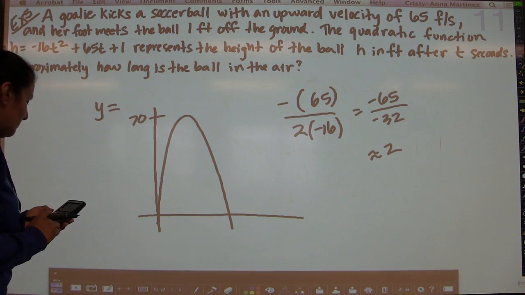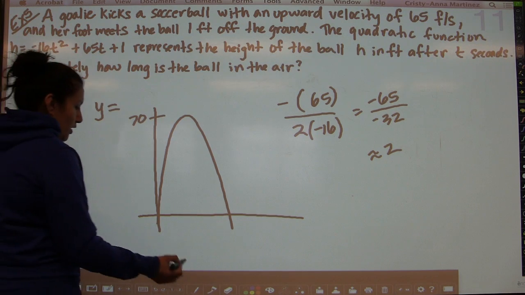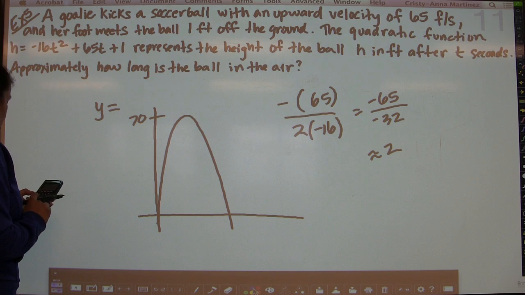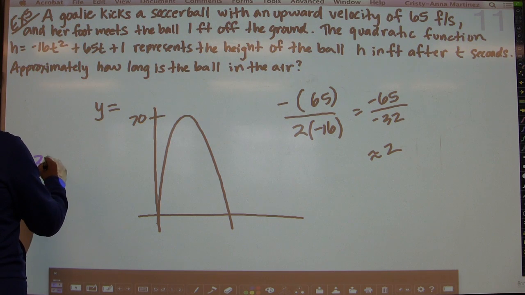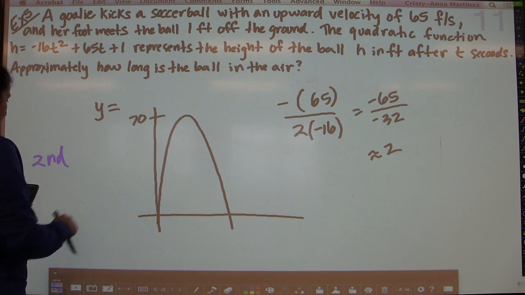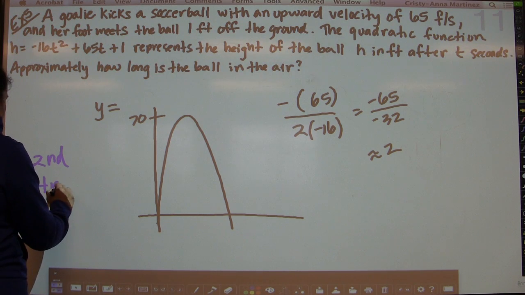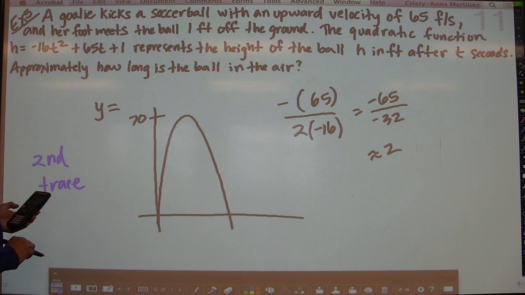So what you want to do is I'm going to write the steps on the board, or I'm going to write the buttons that you need to push. So you're going to start with the second. You have to be looking at the graph. You want to go second and then trace, the trace button. And then you're going to want to go to intersect, which is option 5.